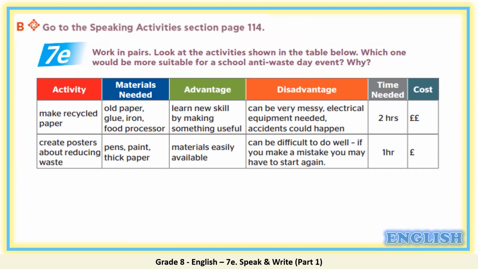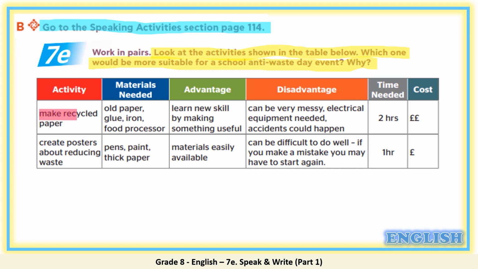Now let's move to exercise B. Go to the speaking activities section from page 114. Look at the activities shown in the table below. Which one would be more suitable for a school anti-waste day event and why? Let's have a look at the two given activities. Make recycled paper or create posters about reducing waste.